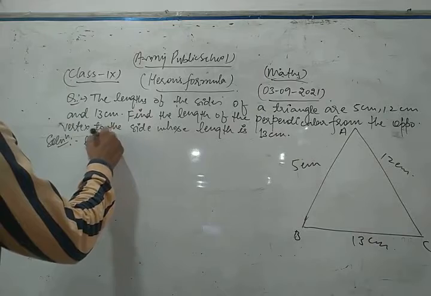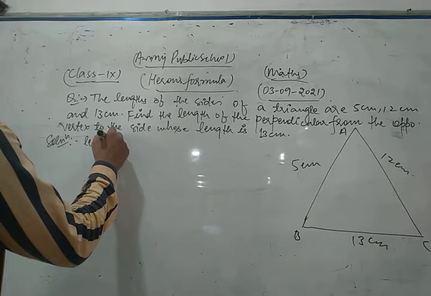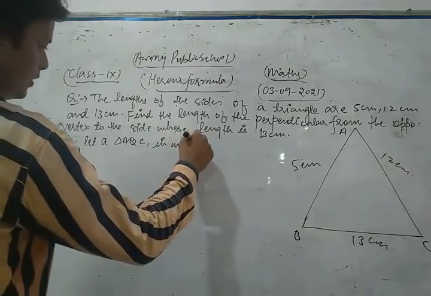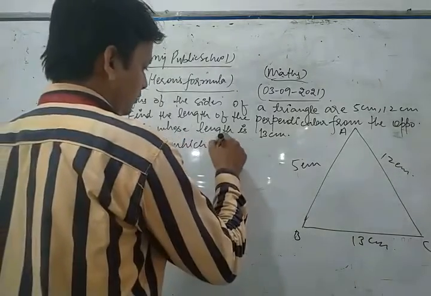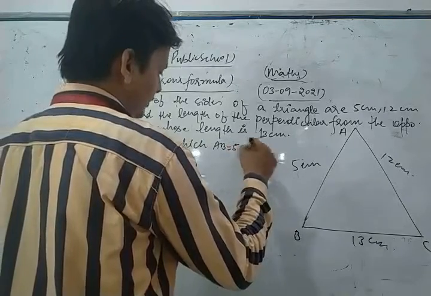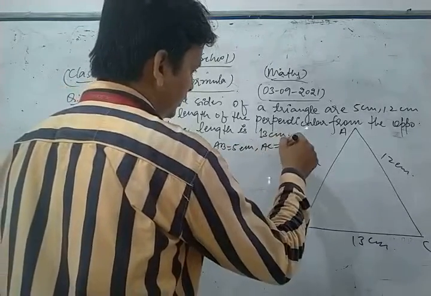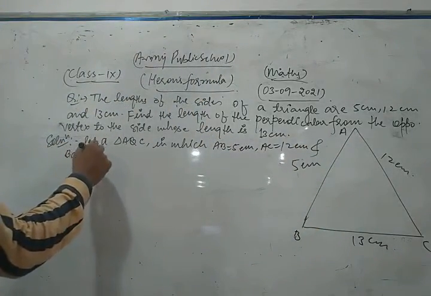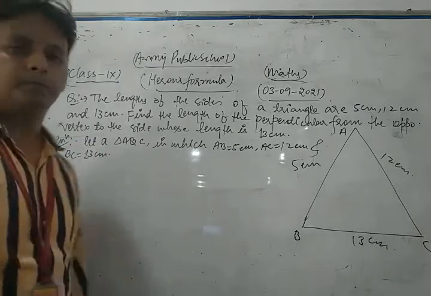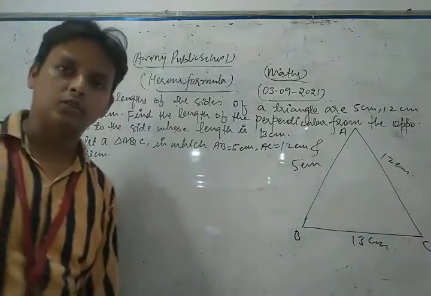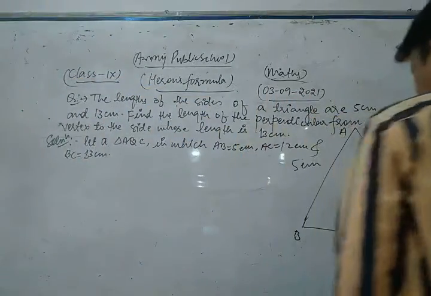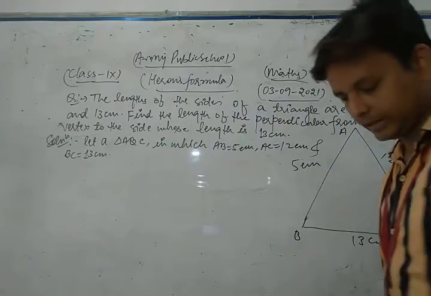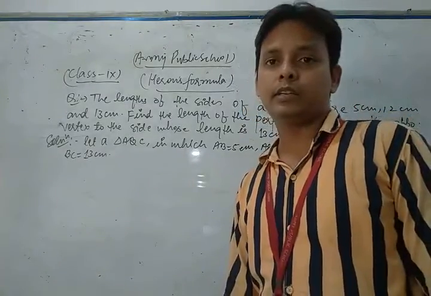Let triangle ABC be a triangle in which AB is equal to 5 centimeter, AC is equal to 12 centimeter, and BC is equal to what? 13 centimeter. Now, what do I do for that?